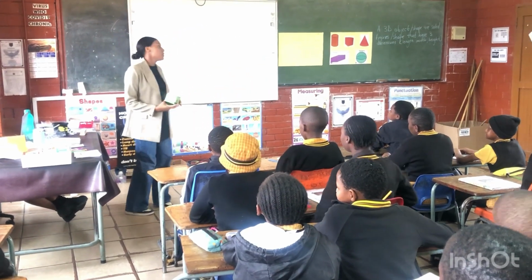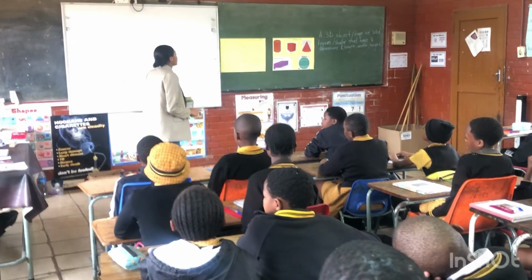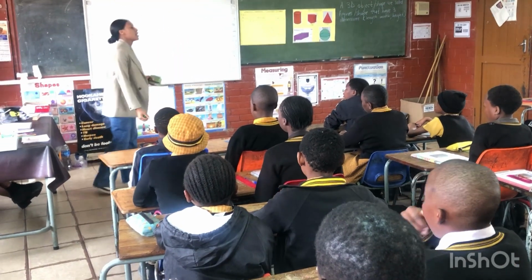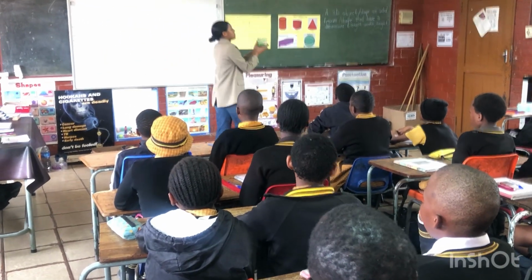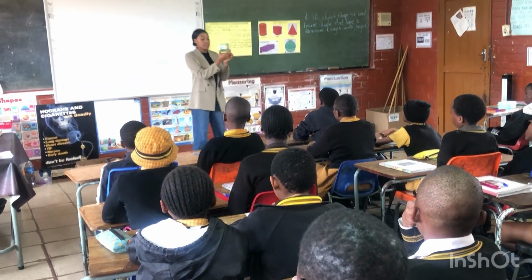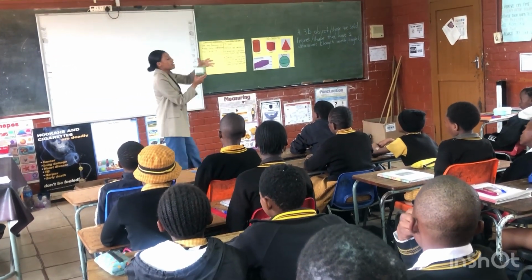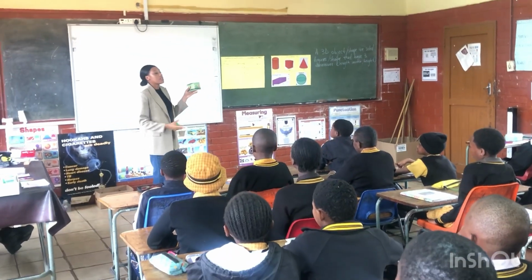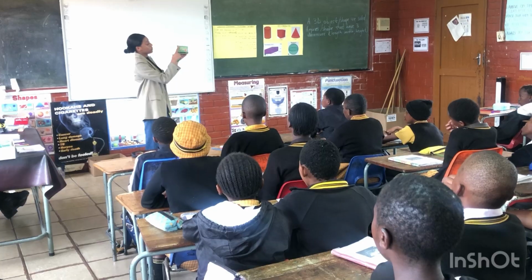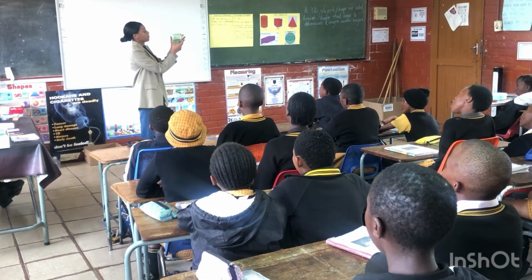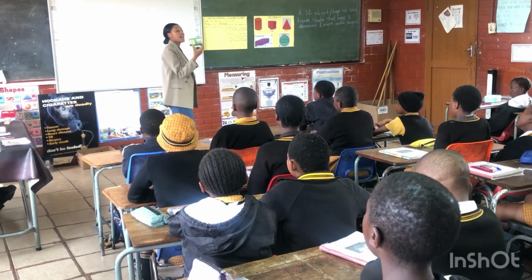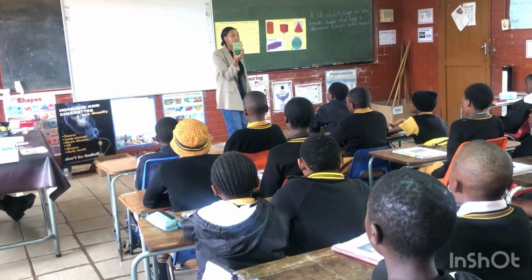And then we're going to be moving into the vertices, right? So these are the vertices. That's where the edges meet, right? So we're going to be counting the vertices of this object. 1, 2, 3, 4, 5, 6, 7, 8. So it has 8 vertices, right?